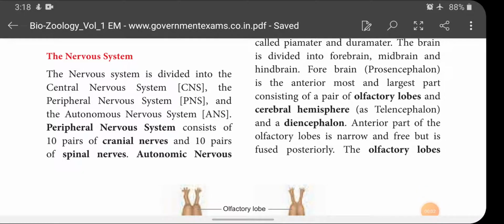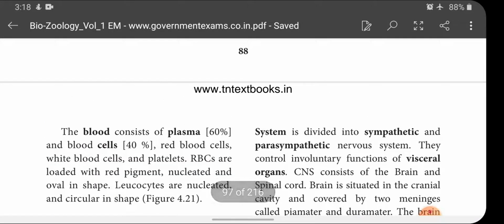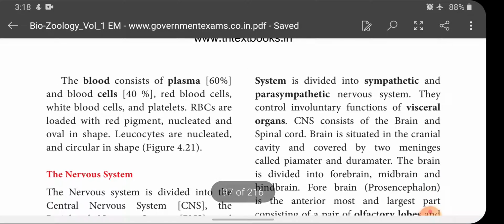Good morning, children. Today I am going to start with the nervous system of frog. The nervous system is divided into the central nervous system, peripheral nervous system, and autonomic nervous system. Peripheral nervous system consists of 10 pairs of cranial nerves and 10 pairs of spinal nerves. Autonomic nervous system is divided into sympathetic and parasympathetic nervous system. The function of autonomic nervous system is to control involuntary function of visceral organs.